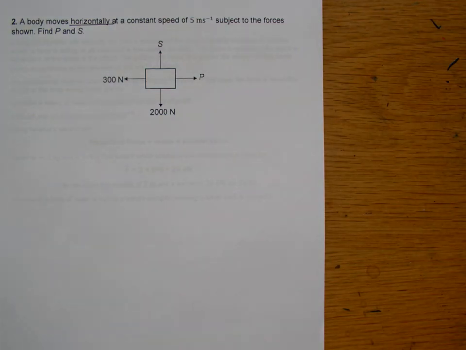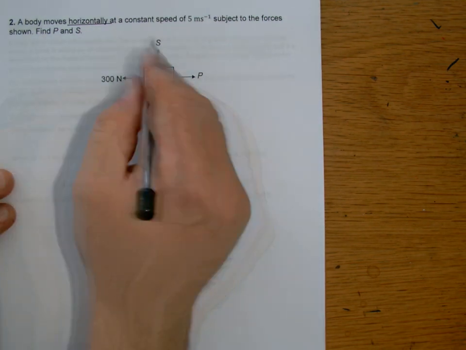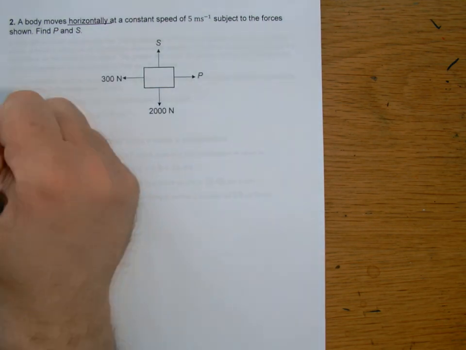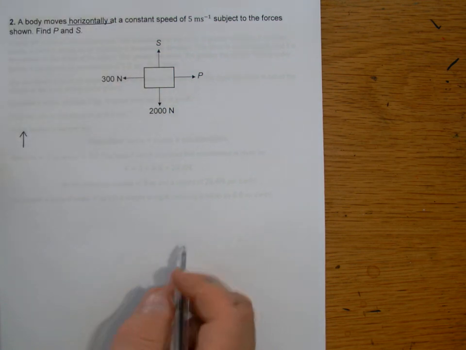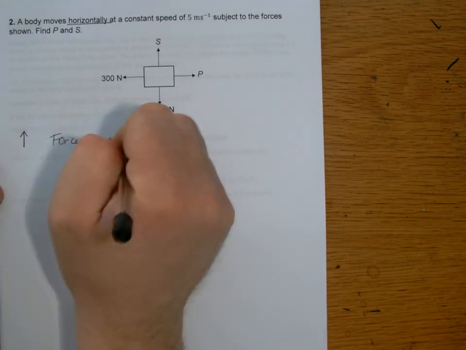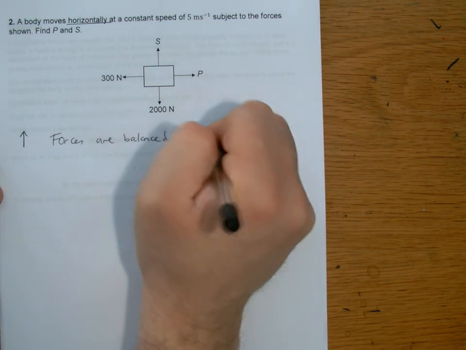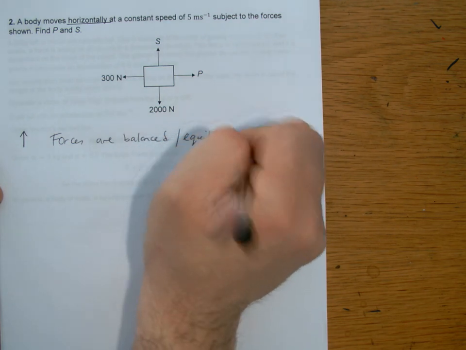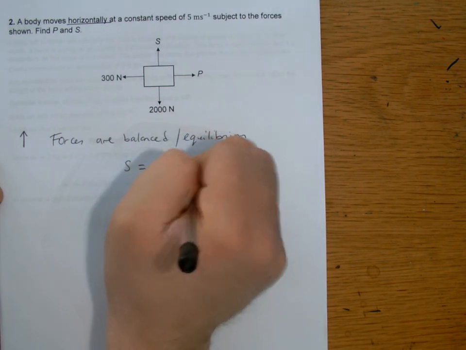Now, if there's no movement vertically, that means that the forces must be balanced. So if we think about resolving, if we look in the vertical direction, so put an arrow there just to show that I'm interested in that vertical direction, these forces are balanced. To say they're balanced, we could use the word equilibrium, which just means they are balanced, and they're going to be equal. So in other words, S has got to equal 2,000 newtons.